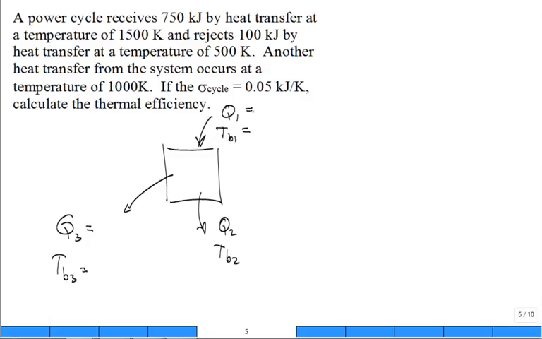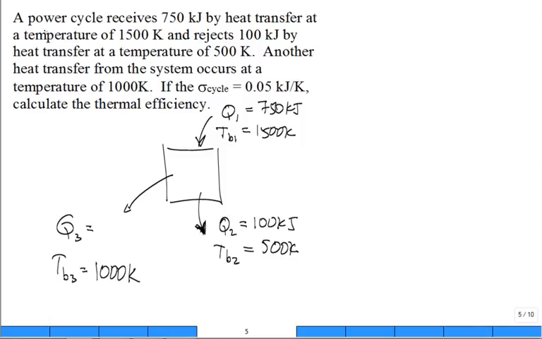The 1 in is 750 kilojoules at a temperature of 1500 Kelvin. The second heat transfer, it's going out, so it's 100 kilojoules. Professor, how come we don't put a negative 100? The direction supersedes, right? And so we've been talking about a positive QC out of the system to the low temperature or cold reservoir, right? Okay. And then this is the TB2, which is 500 Kelvin. And then Q3 we don't know, but it happens at 1,000 Kelvin.